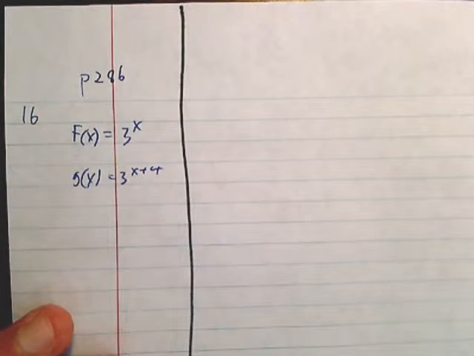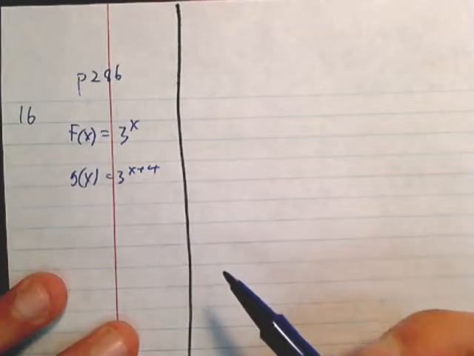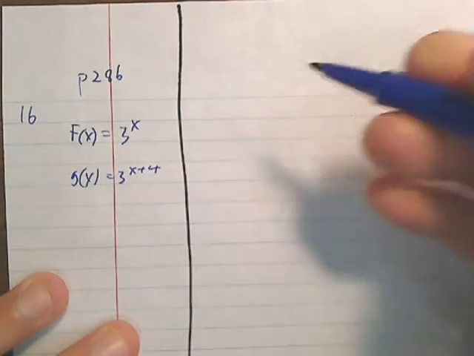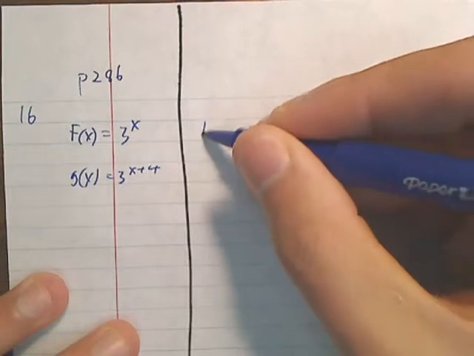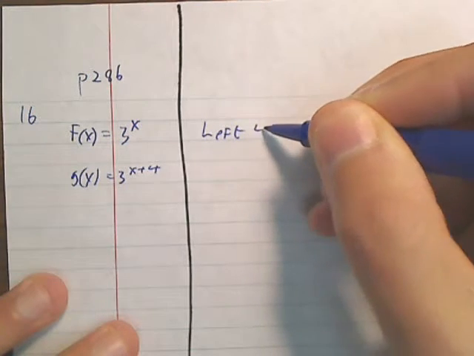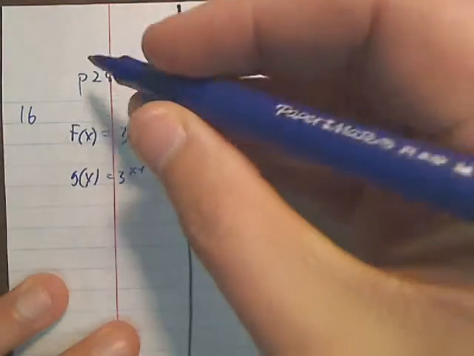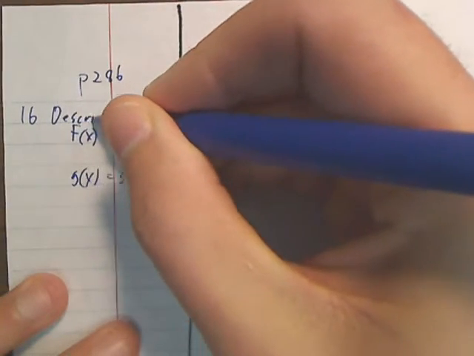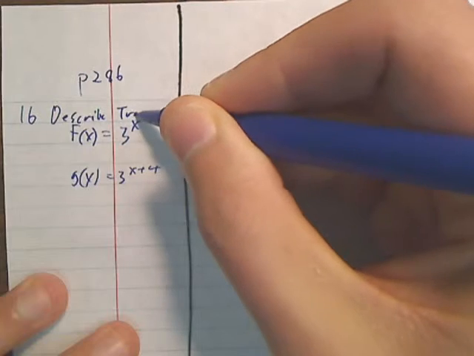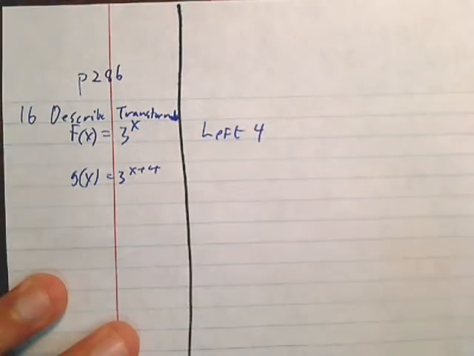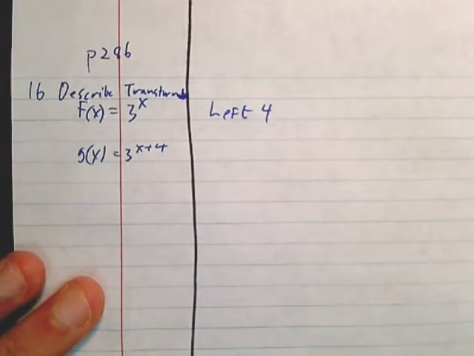And pause. Okay, great. Hopefully we're unpaused. Still getting the hang of this. But yeah, when you add 4 at the x, that moves it left 4. So that's the transformation. Left 4. The problem was describe transformation.